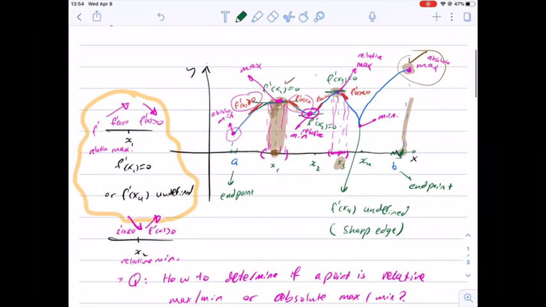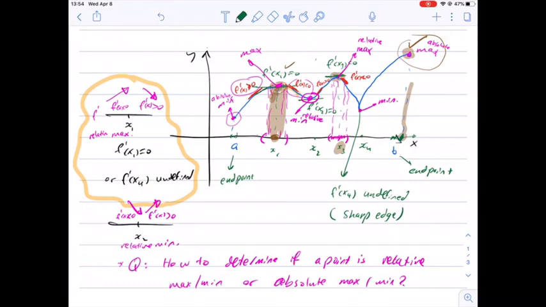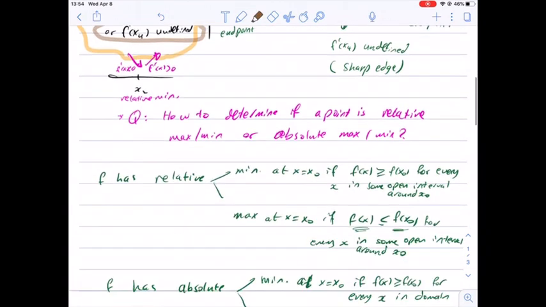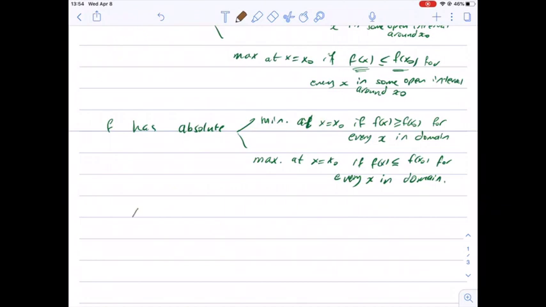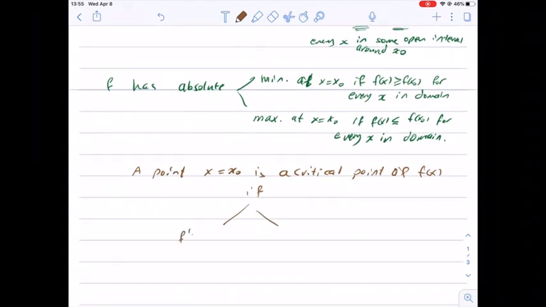Now if we look again at the graph, we notice that the function has a maximum or minimum, relative max or absolute max, relative min or absolute min, at some points with some property. The property is that the derivative is either equal to 0 at these points or the derivative is undefined. So that's what we mean by a critical point. So a point x equals x naught is a critical point of the function f of x if one of two things happens.